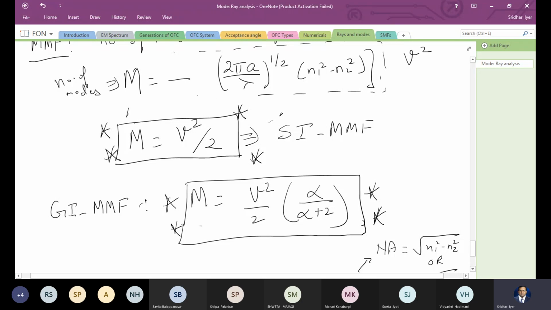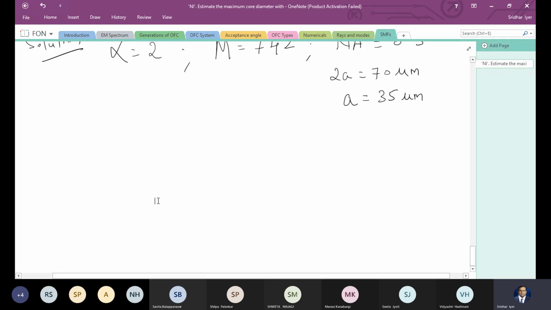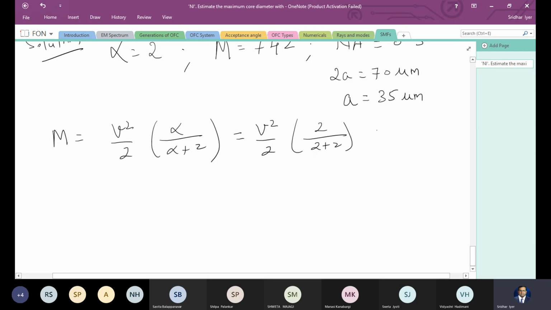For a graded index multimode fiber, the number of modes here is dependent on the value of alpha. So it is V square by 2 into alpha by alpha plus 2. So let me rewrite that. For a graded index multimode fiber, the number of modes is V square by 2 into alpha by alpha plus 2, right? Now alpha is given to us as a parabolic profile, therefore you'll have this as V square by 2 divided by 2 plus 2. So you'll have V square by 4.